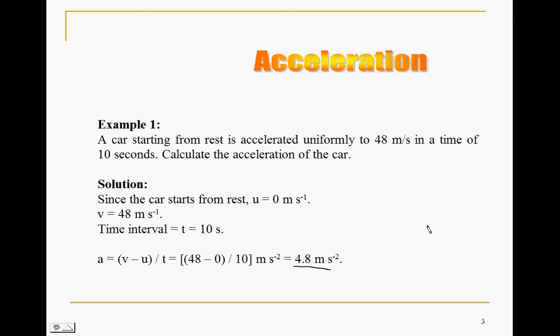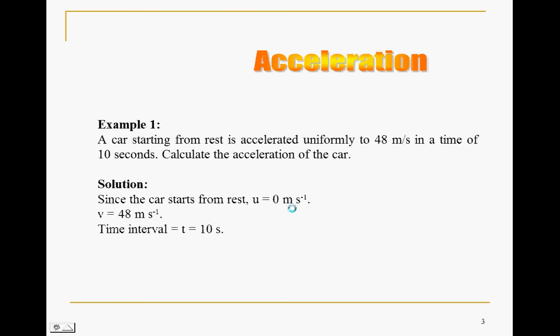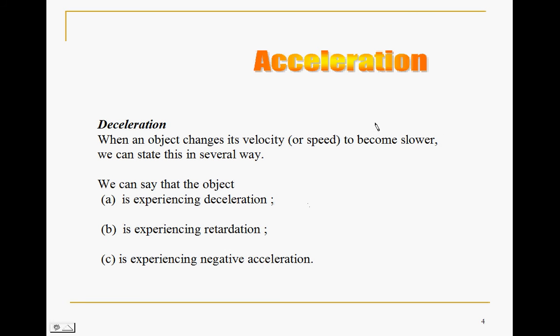Now, very importantly, I want you to take note that this formula can only be used if the acceleration is uniform. If the acceleration is not uniform, we are not supposed to use this formula. Of course, when the object changes its velocity to go faster and faster, we say that the object is accelerating. On the other hand, if the object is slowing down, we call it deceleration. So the object is undergoing deceleration or retardation, or we also can call it negative acceleration. All three are equivalent terms.